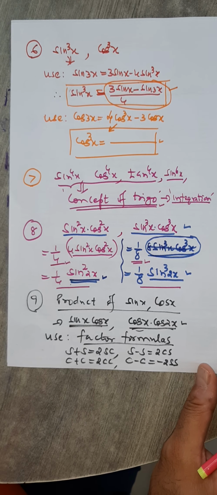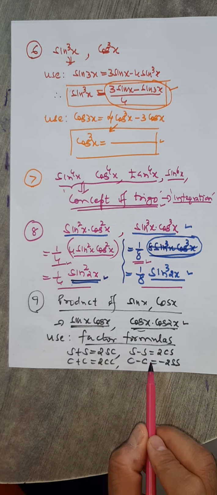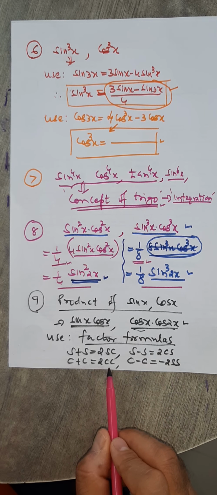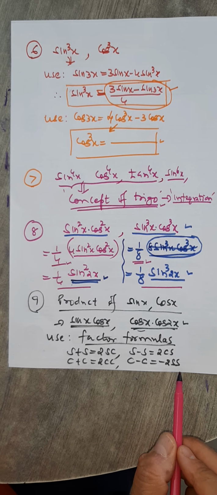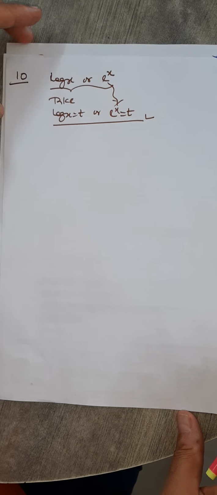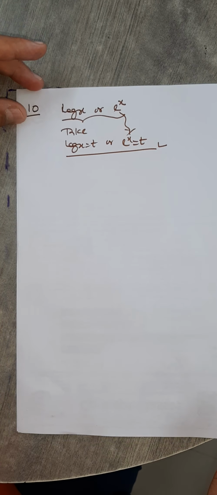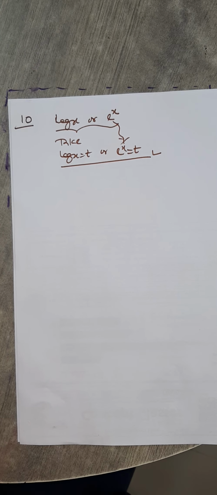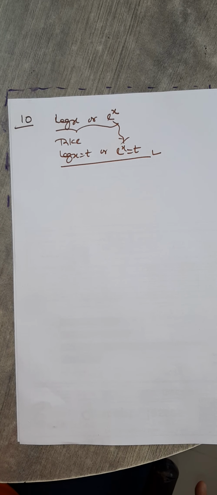What are the factor formulas? You know sin plus sin is 2 sin cos, sin minus sin is 2 cos sin, cos plus cos is 2 cos cos, cos minus cos is minus 2 sin sin. And the 10th point, if you have an exponential or log function, you can take the substitution and do further. So these are some 10 standard points which might be useful. The common technique is, you can use the substitution always, remember.